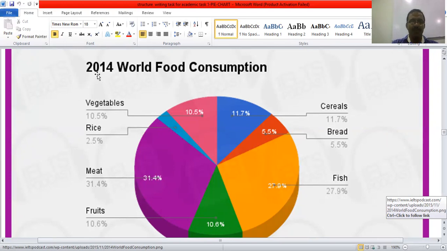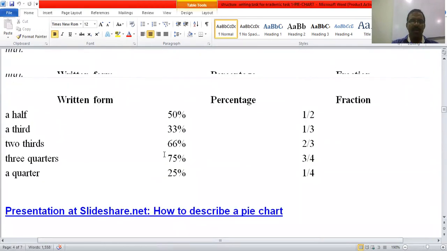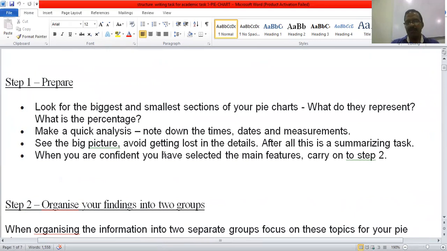We see here 2014 world food consumption. So here are the different consumptions, and with different colors, they are representing different eating items. Okay, fish, bread, cereals, vegetables, rice, meat, and fruits. So this is the pie chart, and we are coming to know about how we shall organize, what will be step 1, 2, 3, and what will be the vocabulary about the pie chart.